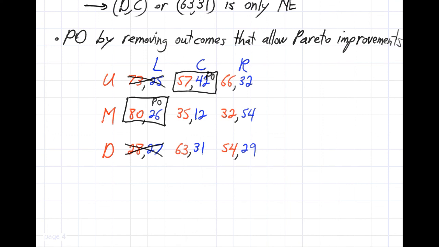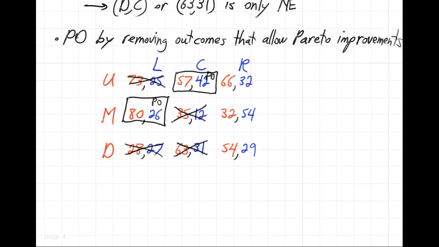Let's look at the middle box. 35, 73, and 25 are already better than that. So this is not a Pareto optimum. 63, 31. Whoop, I see one up here. Both payoffs are better up here. So that would be an improvement, not a Pareto optimum.